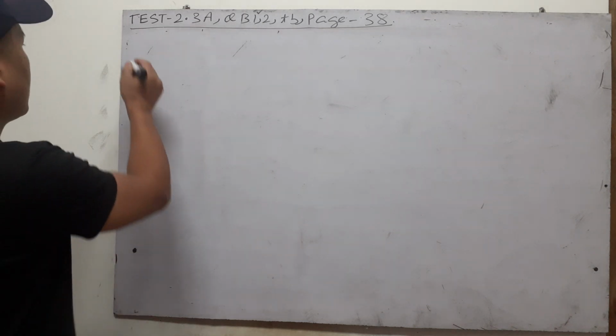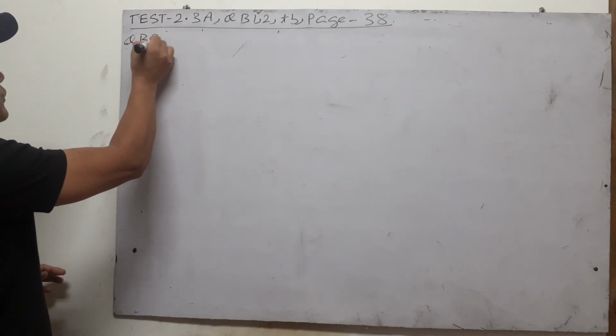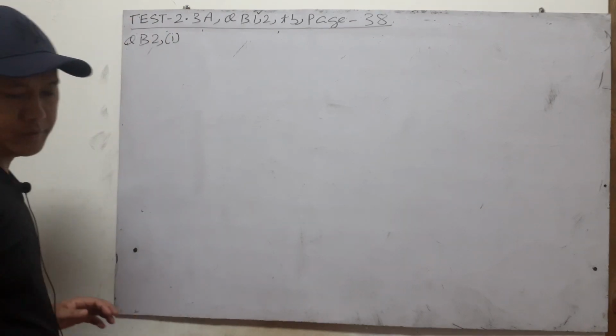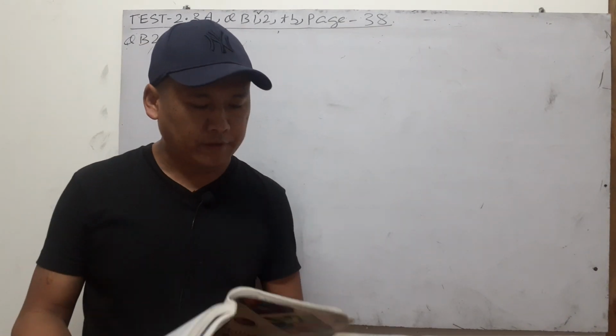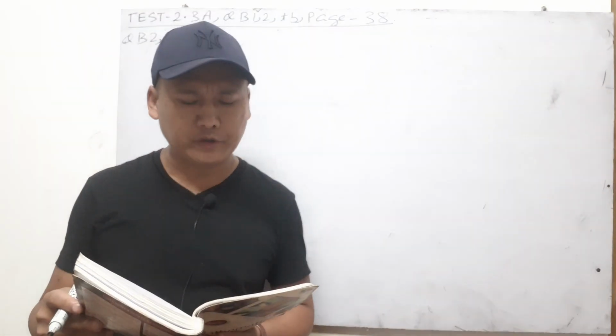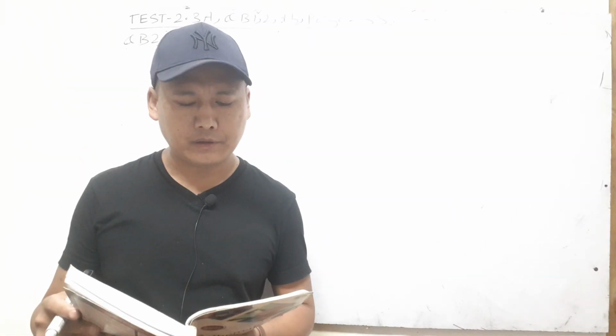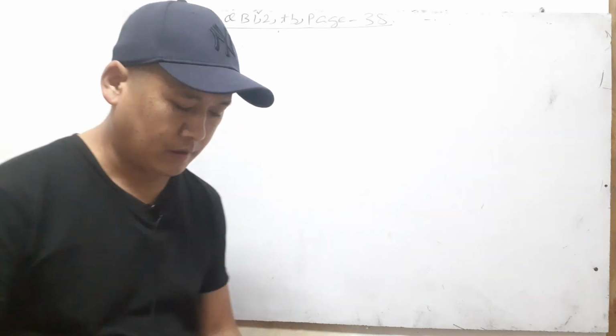Okay, so the next question, B2, subheading 1. There are 3 questions. Let me read the question once. Check whether the first polynomial is a factor of the second polynomial. How do you check? By dividing the second by the first polynomial.